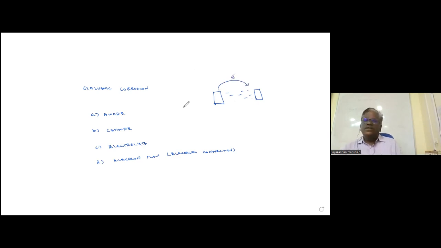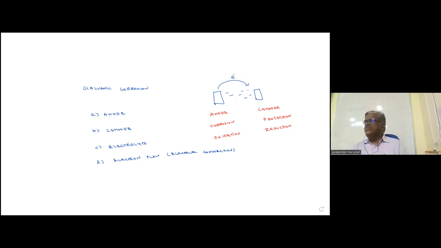The place where electron flow is leaving is called an anode, which is receiving electrons is called a cathode. So at the anode, there will be corrosion. At the cathode, there will be protection. This reaction is called oxidation. This reaction is called reduction.